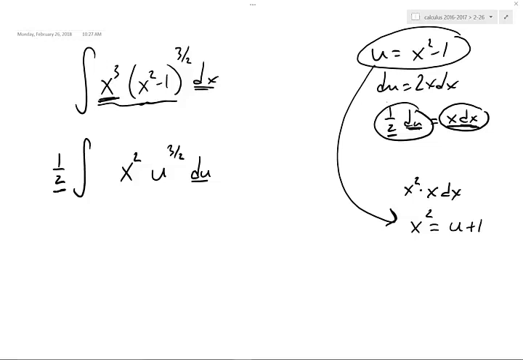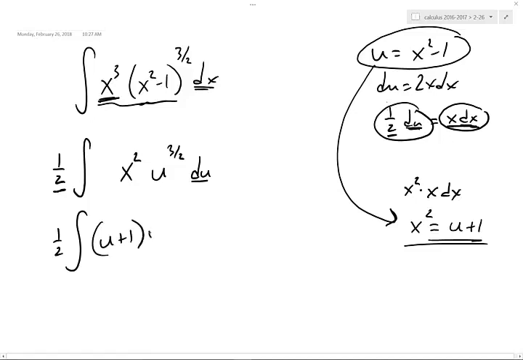Now, Mr. Groom, what is x squared equal to? X squared is equal to u plus 1. That's right. So I have (u plus 1) times u to the 3 halves. There you go. Now we're cooking with gas. Let's distribute that thing. So that's u to the, how many halves?